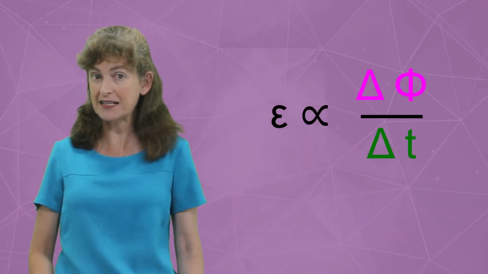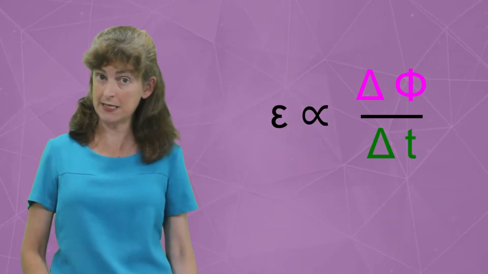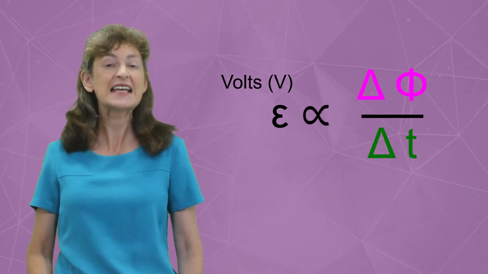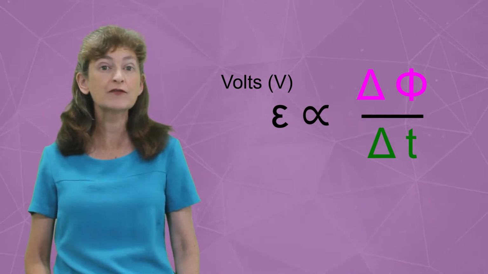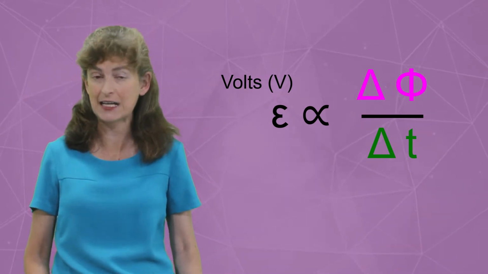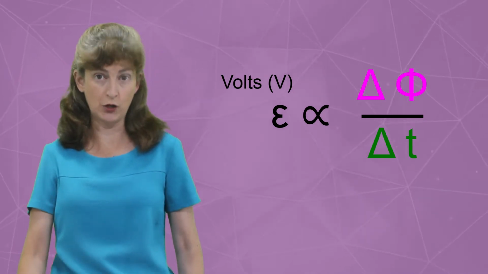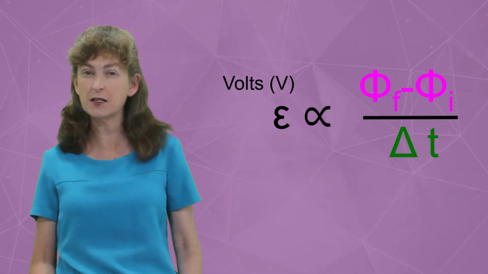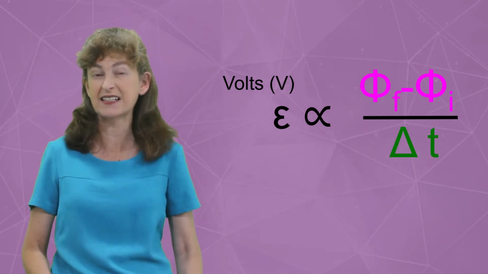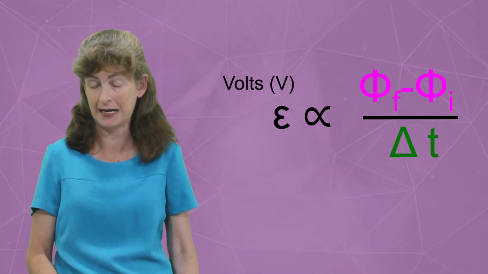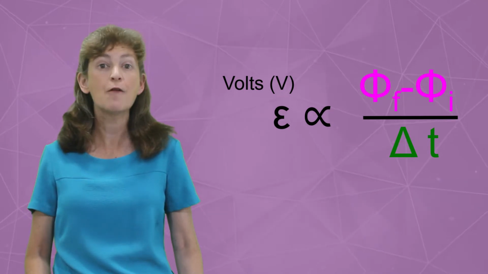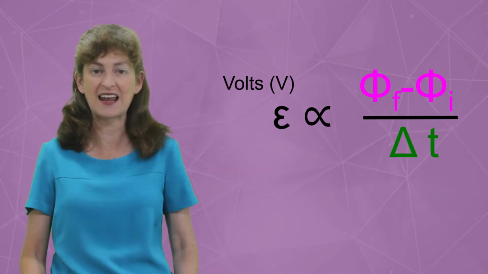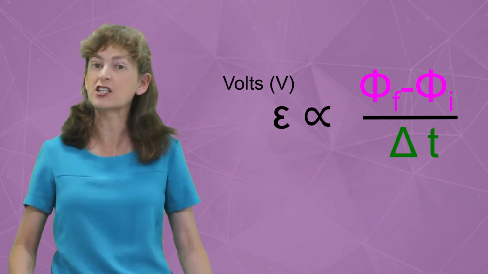We can give Faraday's law in equation form. EMF, measured in volts, is directly proportional to the rate of change of magnetic flux linkage. Rate means per time. Change in magnetic flux linkage means final magnetic flux linkage minus initial magnetic flux linkage. We use the Greek letter phi as the symbol for magnetic flux linkage, and it's measured in Weber.